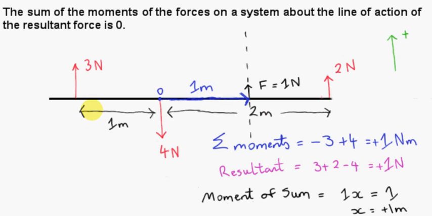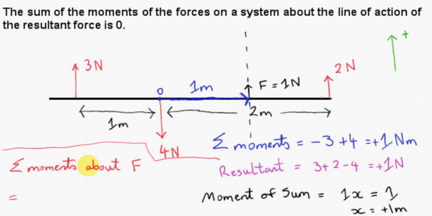Now, a very important point about the line of action of the resultant force is that the sum of the moments of the forces on a system about the line of action of the resultant force is 0. Now this is easy to prove, but let's just verify it in this example here. Then we will have a quick look at the proof.